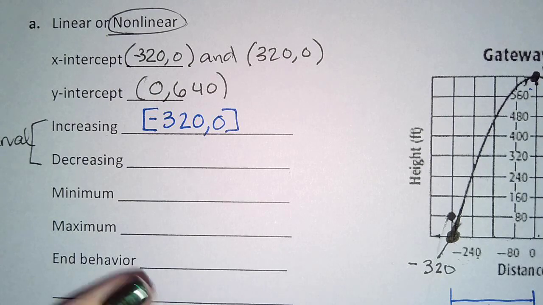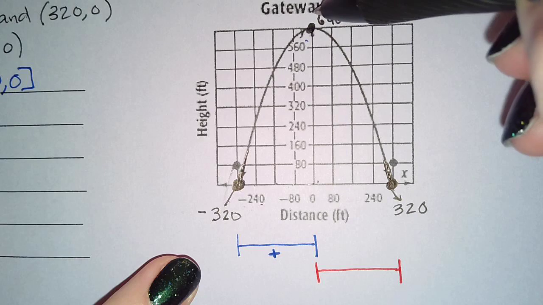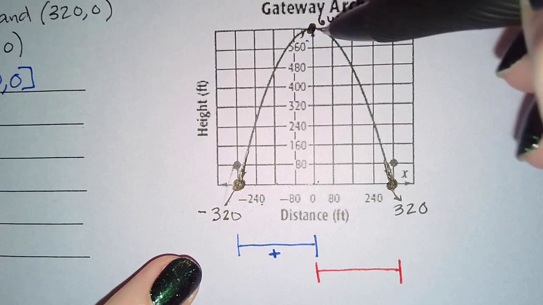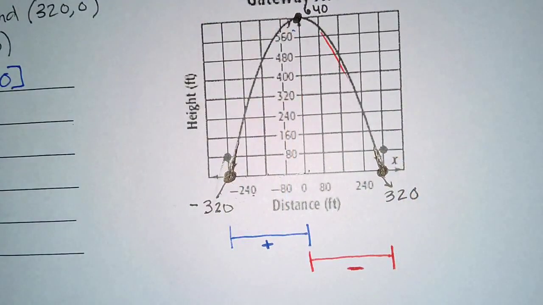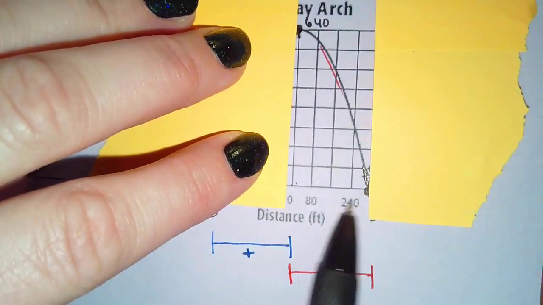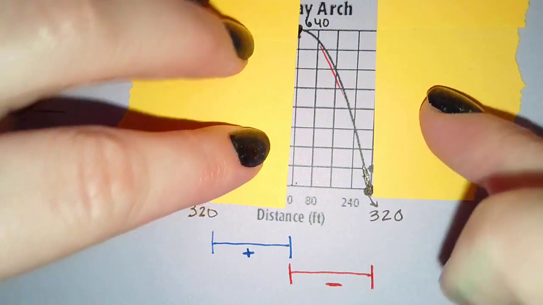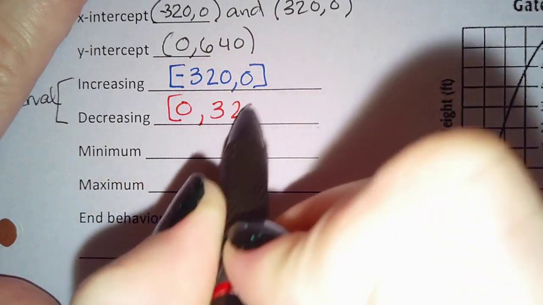We're decreasing in my red area. Now we're starting to go downhill. Think if there was a person right here, would they be climbing uphill or downhill? They'd be going down. So this would be our decreasing section. From this point to this point, we are decreasing. So that is 0 all the way to positive 320. So interval notation, including 0 all the way to 320.